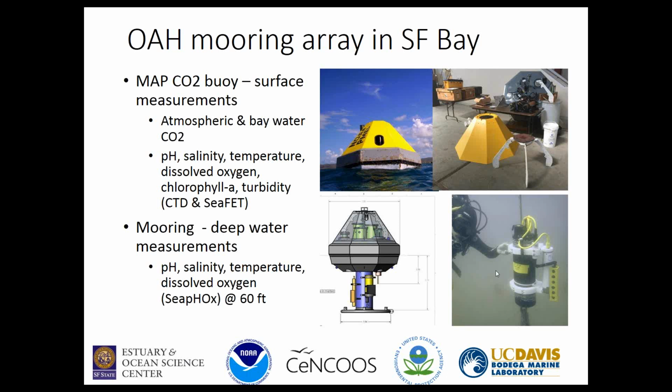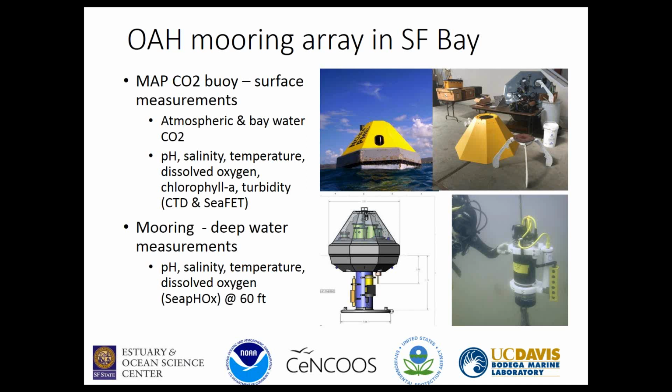And then this deep mooring over here, which will be a companion, has an instrument called the CFOX on it. Some of you may be familiar with that. It'll be at about 60 feet deep in the water. It's close to as deep as it gets at that part of the bay without getting into the shipping channel, which the Coast Guard didn't want us to do for obvious reasons. And that's going to measure pH, salinity, temperature, and dissolved oxygen as well. The program will be accompanied by discrete samples of water collected by bottles to calibrate the instruments and everything.